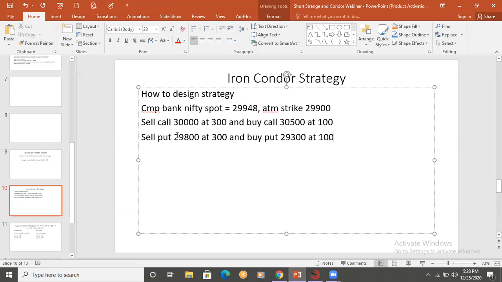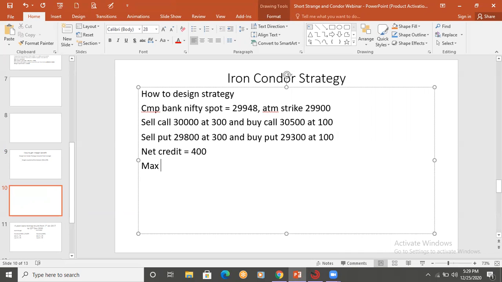Same thing you can see in the put option. I sold the 29,800 put. I bought the 29,300 put. So again, the strike spread is, guys, how many points? 500 points. Now there is no fixed rule that you need to keep a 500 points strike spread. If you wish, you can keep a 400 points spread. If you wish, you can keep a 600 points spread. So there is no fixed rule. So net credit from this strategy, guys, is 400 points.